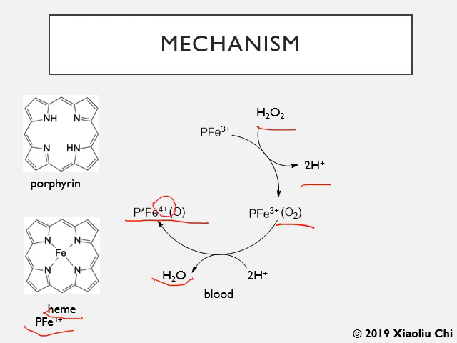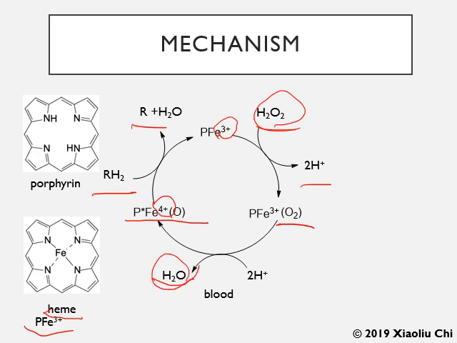This iron 4+ porphyrin radical is a powerful oxidant that is able to oxidize an organic molecule such as phenolphthalein to its oxidized form, causing the color change. And at the same time, iron 4+ is reduced to iron 3+. The net change during the process is that the hydrogen peroxide is reduced to water, and an organic dye is oxidized.